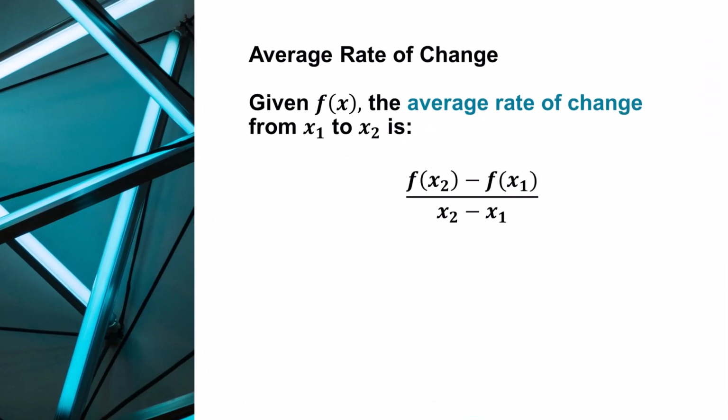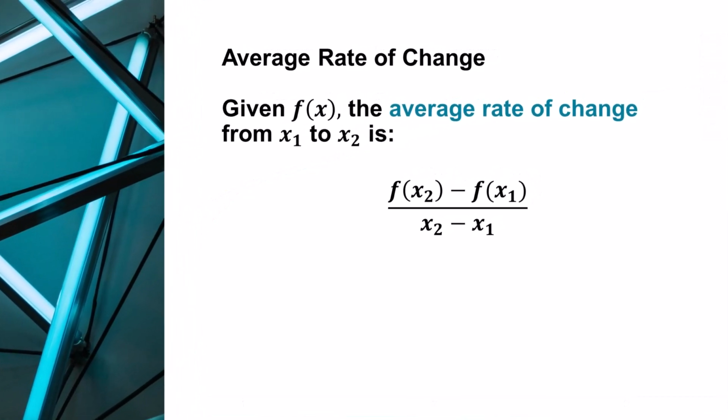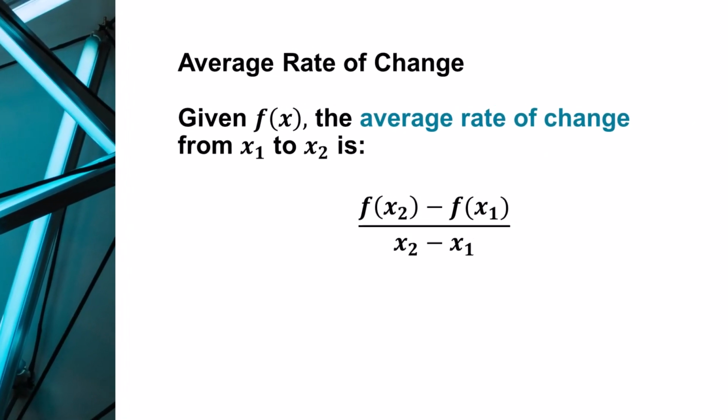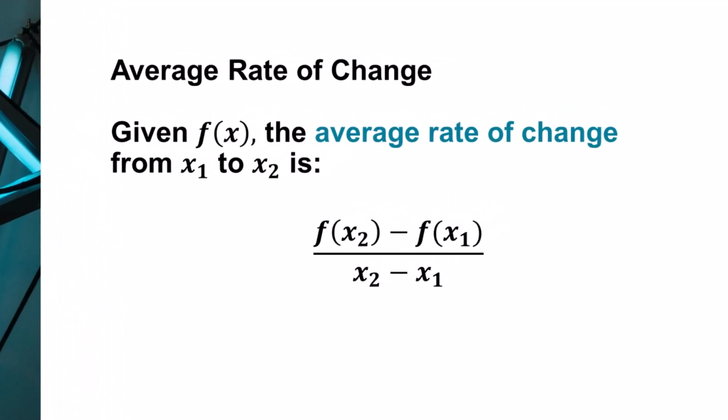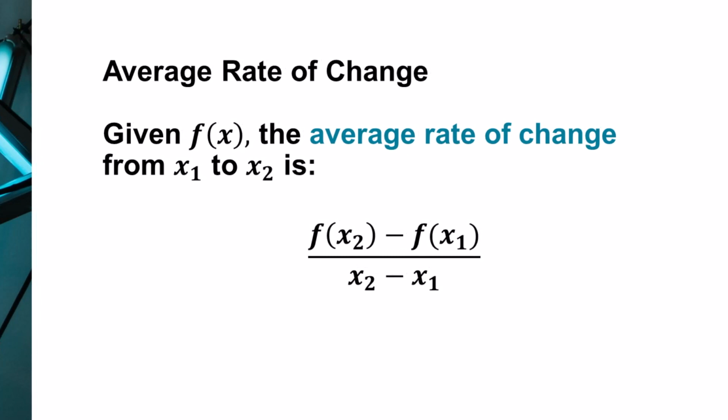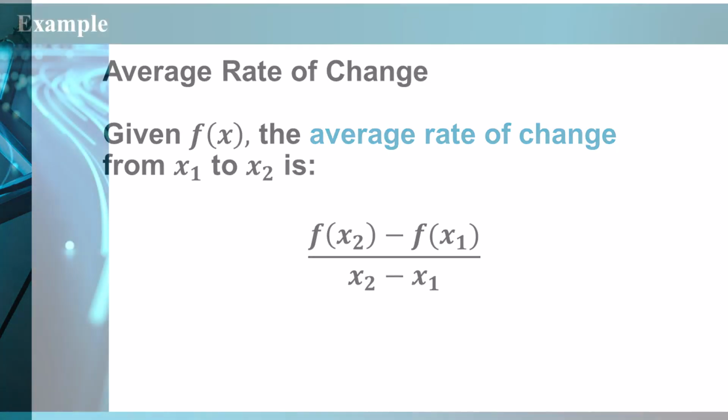Given a function f of x, the average rate of change from x1 to x2 is given by the quantity f of x2 minus f of x1 divided by the quantity x2 minus x1. Let's explore this with an example.